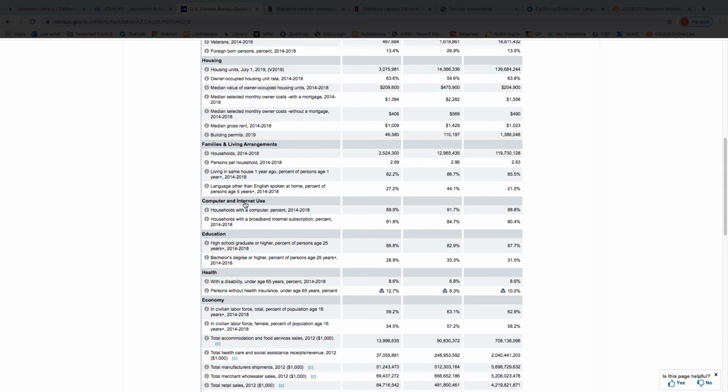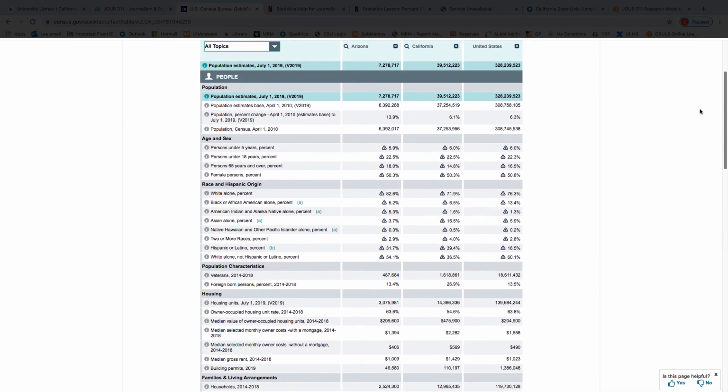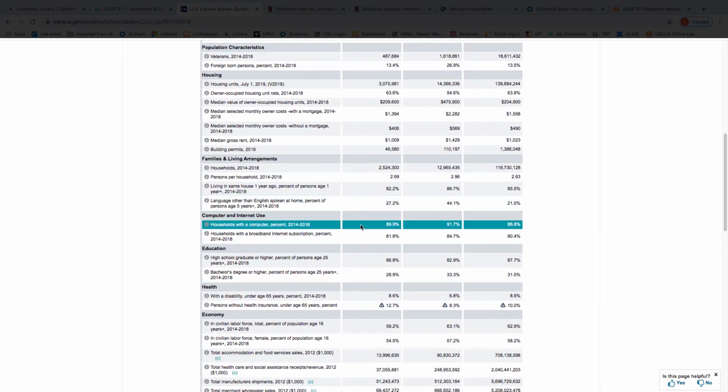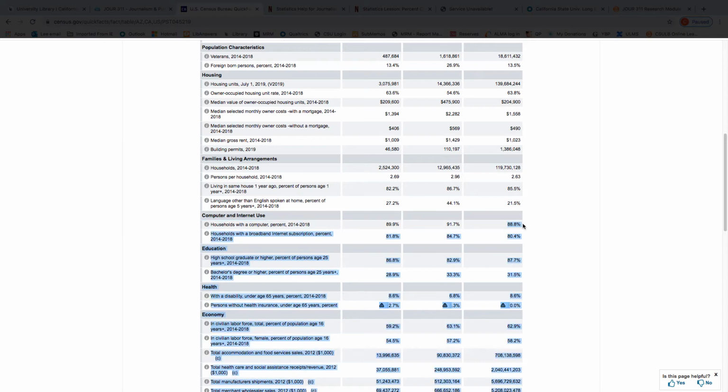you can see the difference between California and Arizona in terms of households with a computer. In Arizona, 89.9% of households have a computer. 91.7% of California households have a computer. And both of those are over and above the United States average, which is 88.8.